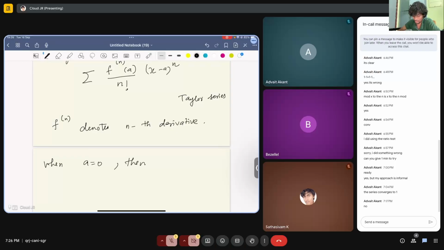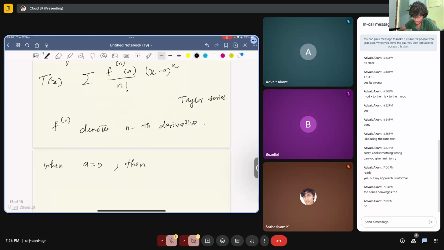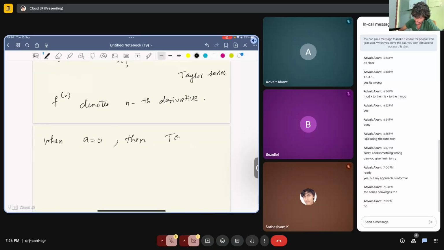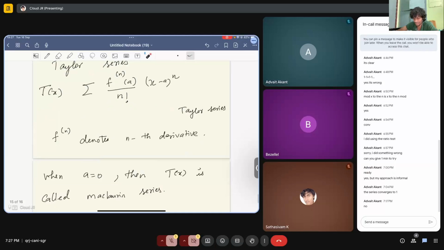Let me call this T of x, maybe for Taylor. Then T of x is called the Maclaurin series. So basically, this term will go away, and this will be 0.